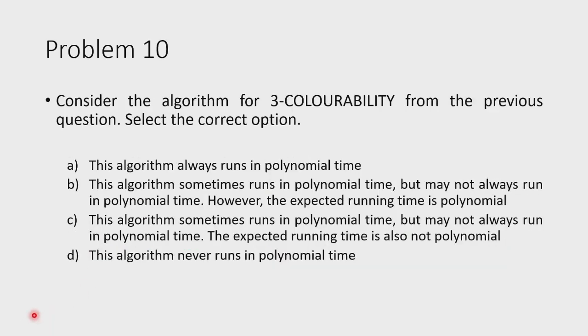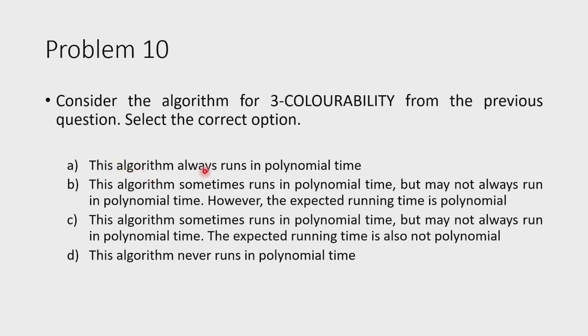So let's look at the last problem for today. Consider the algorithm for 3 colorability from the previous question. Pick a random 3 coloring, check if it's valid or not. If it's valid, say the graph is 3 colorable. If it's not valid, say the graph is not 3 colorable. Now select the correct option.